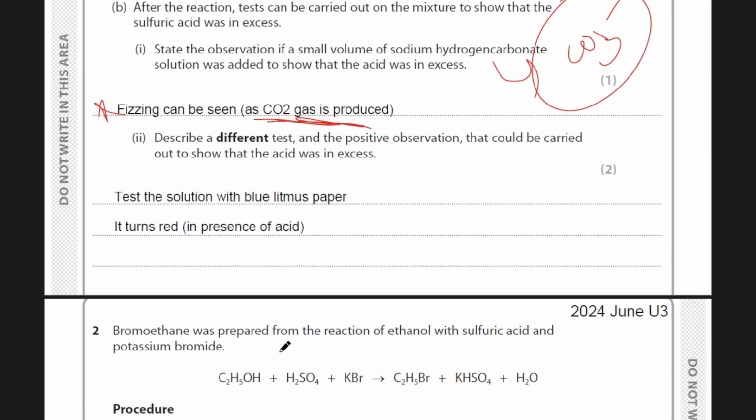Moving on, they told you here to describe a different test that will also provide a positive observation. We can test the solution with blue litmus paper, and it's going to turn red in the presence of acid. Considering the acid was in excess, due to the presence of the acid the blue litmus paper will turn red. That's another positive visible observation to show that the acid was present in excess in the solution.